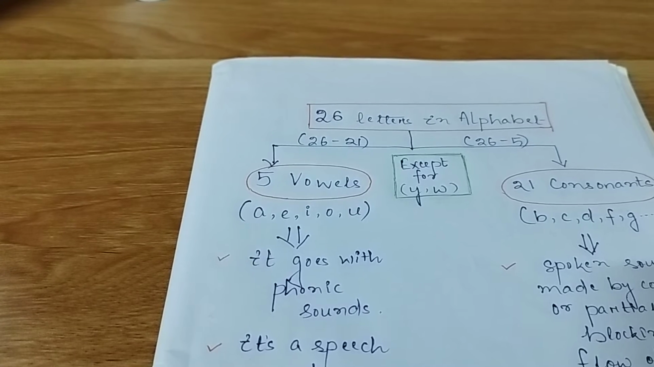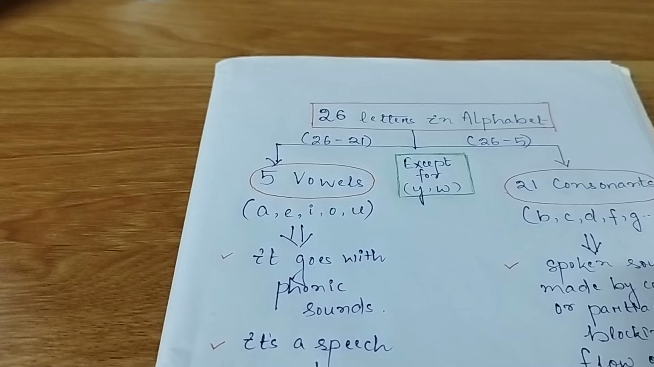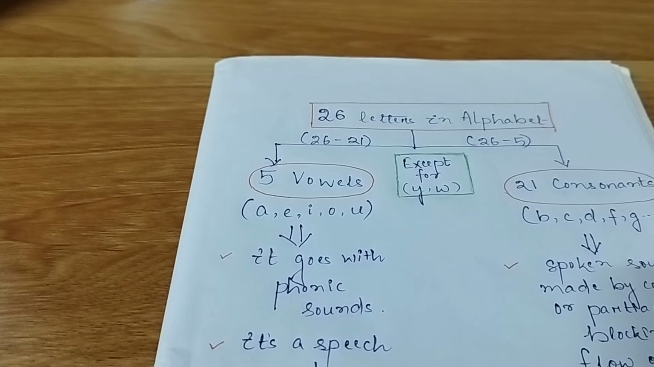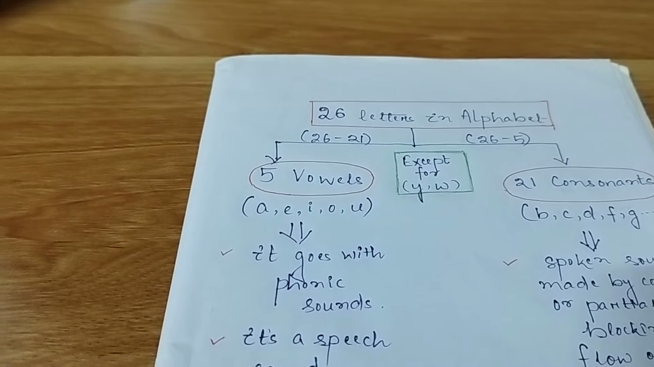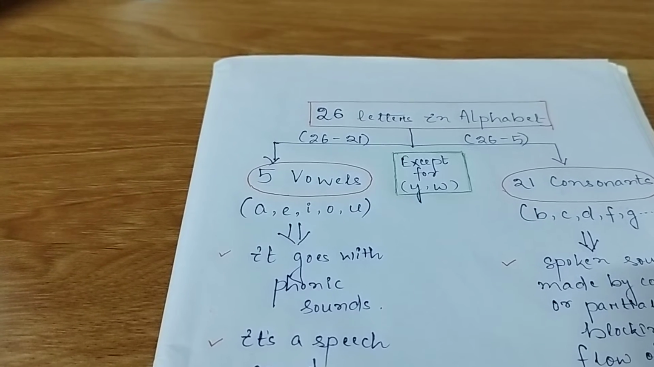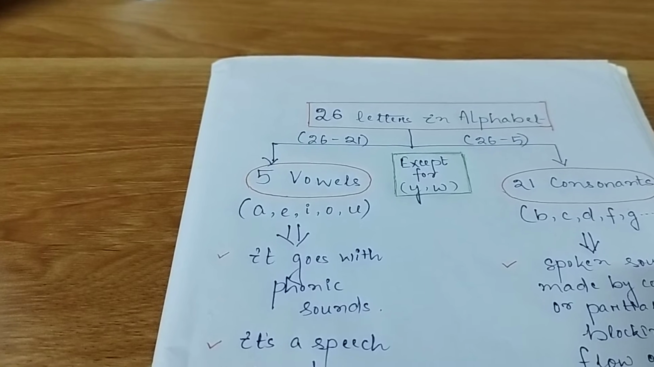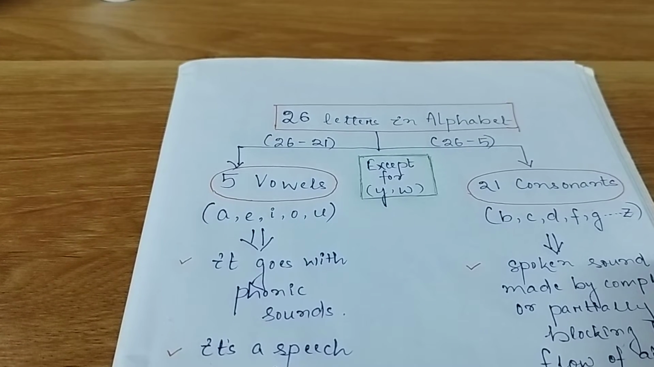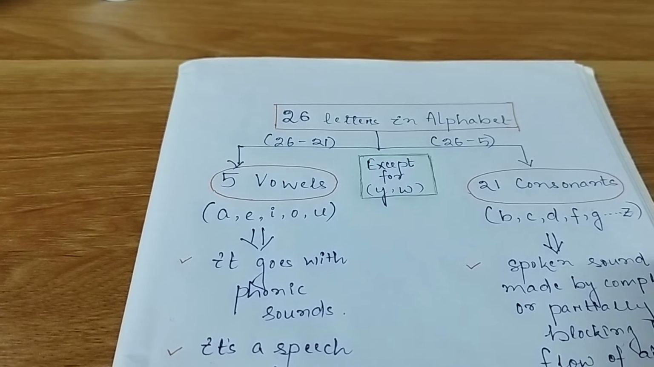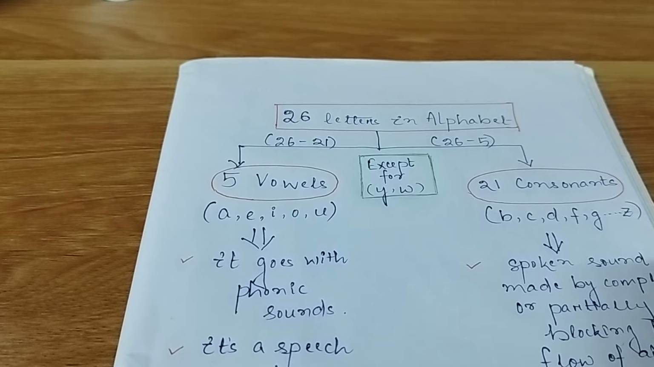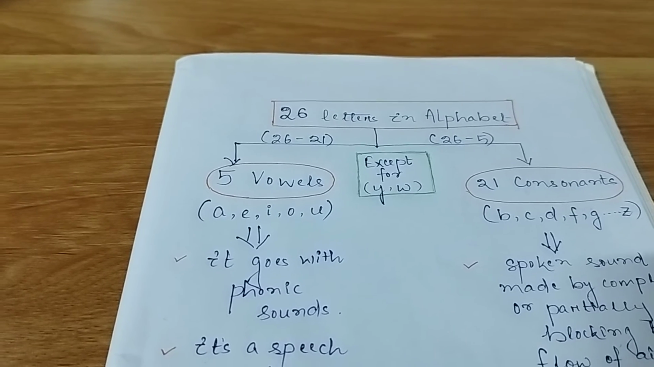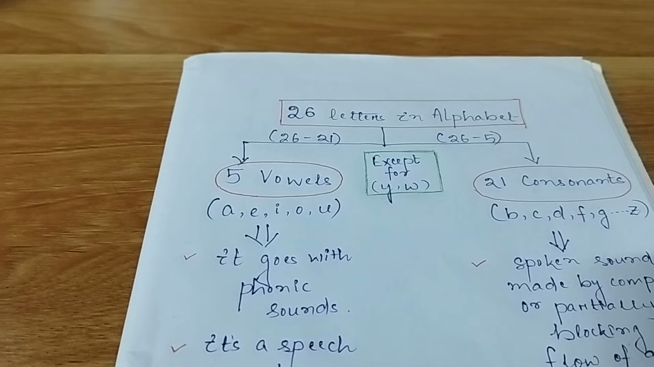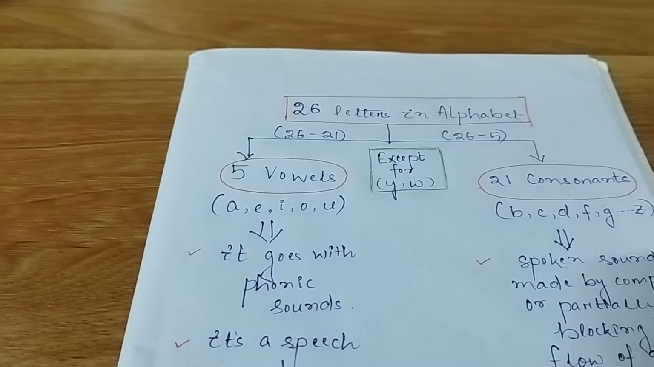So let me first tell you, there are 26 letters in the English alphabet, right? How many? 26 letters, like A, B, C, D till Z. Out of these 26 letters, 5 are vowels. If you take out these 5 letters from the 26, how many will you remain with? You're remaining with 21, and the 21 are the consonants. These are the consonants and vowels which we have read during our school time.